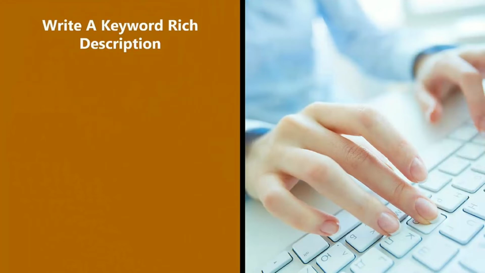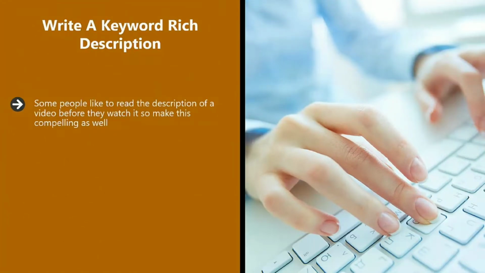Write a keyword-rich description. Some people like to read the description of a video before they watch it, so make this compelling as well. We recommend that your description is at least 300 words long and contains your secondary keywords that you found earlier. Tell people what the video is about, but don't give everything away.